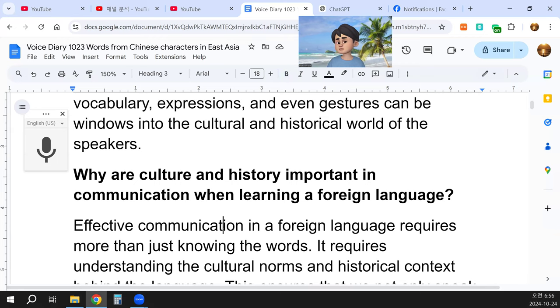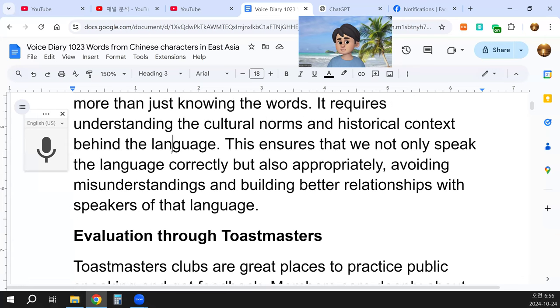Effective communication in a foreign language requires more than just knowing the words. It requires understanding the cultural norms and historical context behind the language. This ensures that we not only speak the language correctly, but also appropriately, avoiding misunderstandings and building better relations with the speakers of that language.